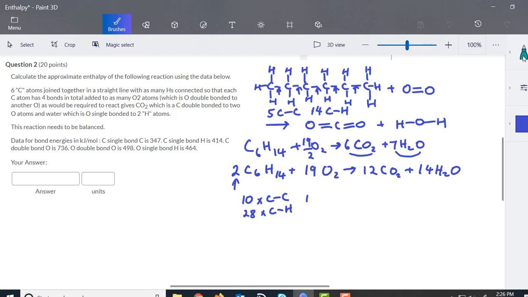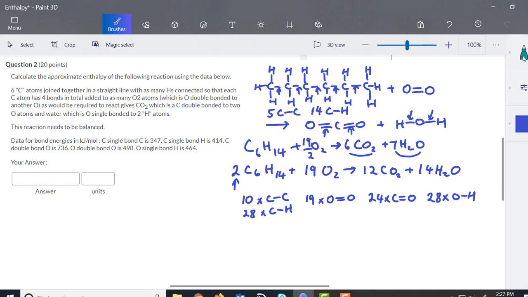We've got 19 O double bond O's. We've got 12 CO2s, but each of these has 2 C double bond O's, so that'll be 24 in total C double bond O's. And each of these waters, so you've got 2 here, each of these waters has 2 OH bonds, so that would be a total of 28 OH bonds.